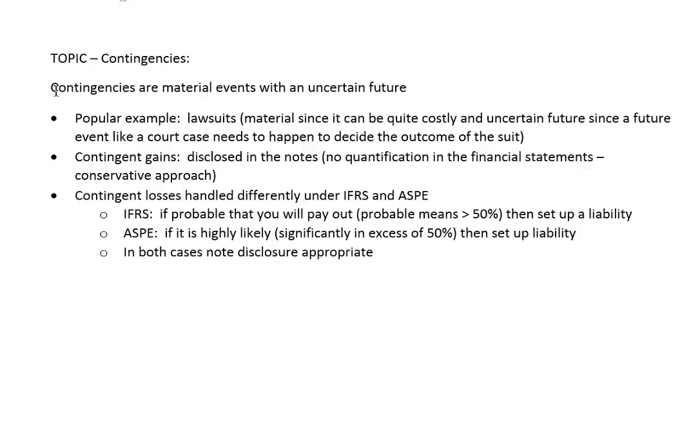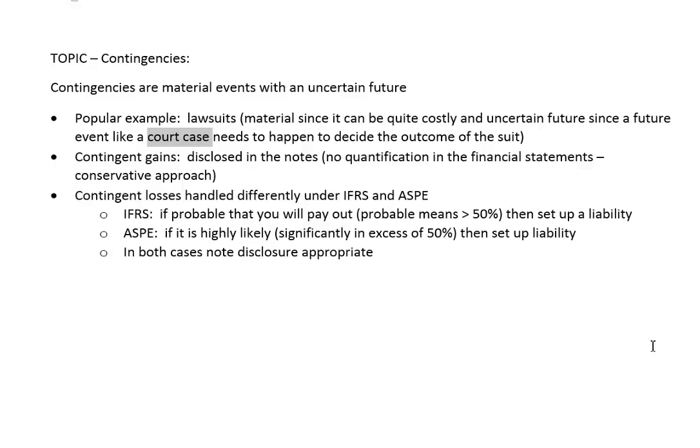A contingency by definition is a material event, meaning that it's important and financially significant and that it's very costly, and it has an uncertain future. So that sounds like a very big definition in the sense that what does it mean? But if you look at an example of one, like a lawsuit, it might become clearer. Because we all know that if a company is trying to settle a lawsuit, it can be very material because it can be costly, and it has an uncertain future because we need a future event, like a court case, to determine what the outcome is going to be.